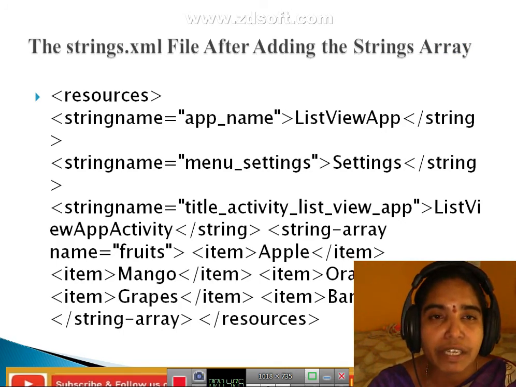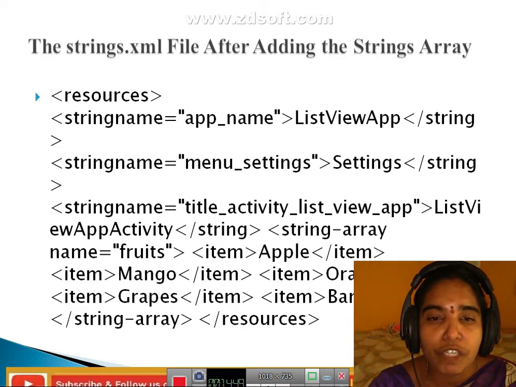This is the next topic: the strings.xml file after adding the string array. This is the code for that. First, the resources tag. In the resources, string name equal to app_name. We give the app name as ListViewApp. The string tag is closed. Next, string name equal to menu_settings, and that string is closed. Next, string name equal to title_activity_list_view_app. In this title activity, the ListViewAppActivity string is closed. Then string-array name equal to fruits.